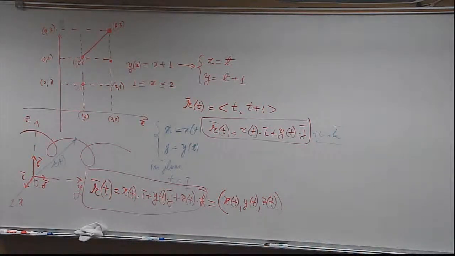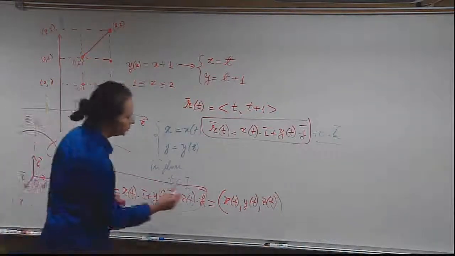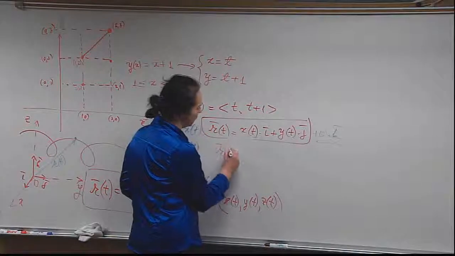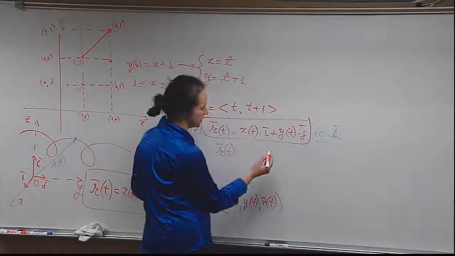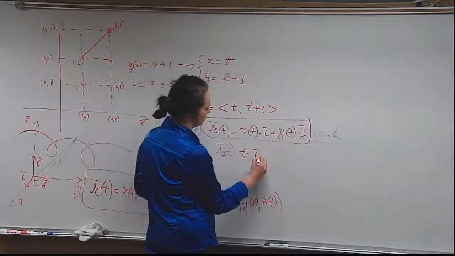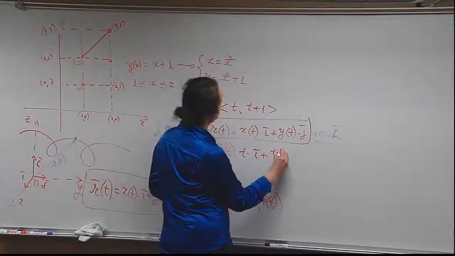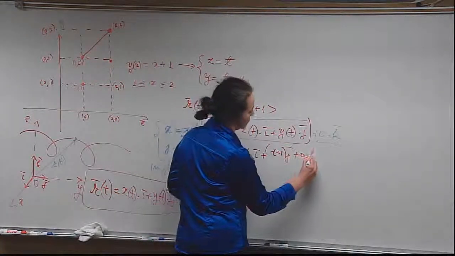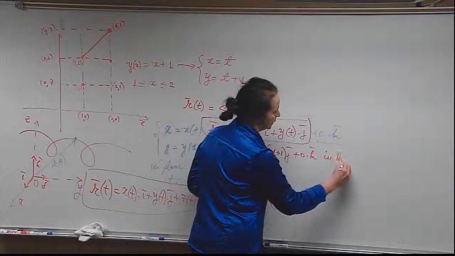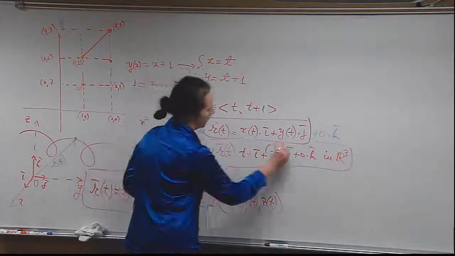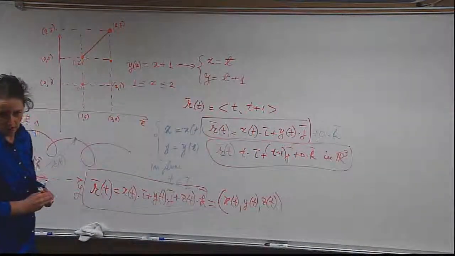Well, I understand how to parameterize in a plane. How do you do it in space? In space, if you want to write this not in the plane but in space, your parametric equation is t i plus (t plus 1) j plus 0 k for this example, and you are in R3. We live in R3. Alrighty? We live in R3.